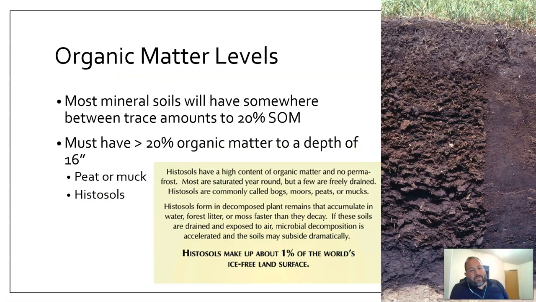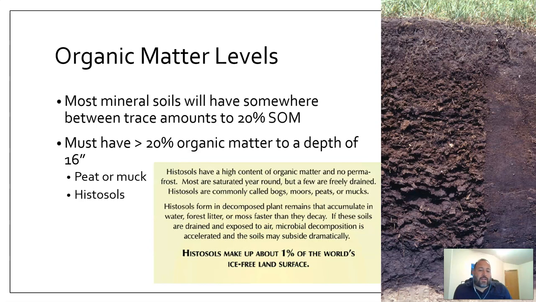So, levels of organic matter. When we're talking about the majority of mineral soils, they'll usually have somewhere between trace amounts, so not zero but a little bit above zero, to 20% soil organic matter in the mineral soil. If they have greater than 20% organic matter and it goes to a depth of 16 inches, that's what's called peat or muck. And there's a picture of peat or muck on the right-hand side there.